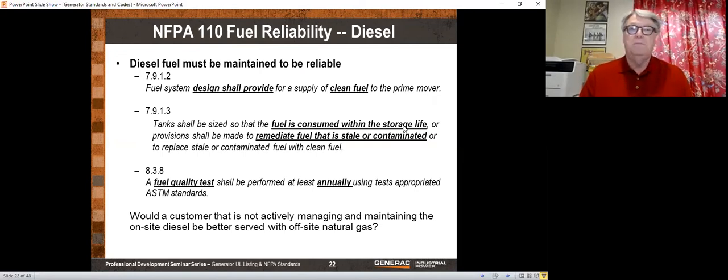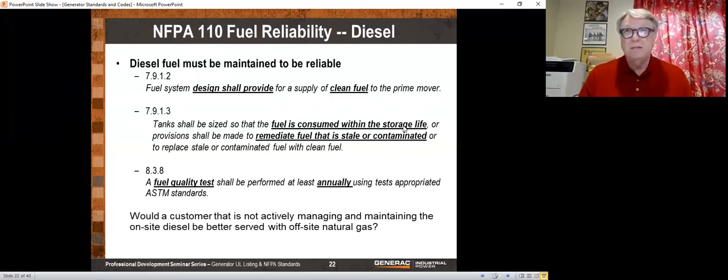All right, diesel fuel has to be maintained to be reliable, so the fuel system design shall provide for a supply of clean fuel. How long does diesel fuel last? Well, it turns out that we don't really know. I've certainly heard a lot of stories from farmers and such that they have diesel fuel that's 20 years old and they stick it in their tractor and they are able to use it. If you go on the website to Shell or to Chevron or Exxon, a lot of times they will tell you that diesel fuel should be good for at least a month or maybe even 3 or 6 months.